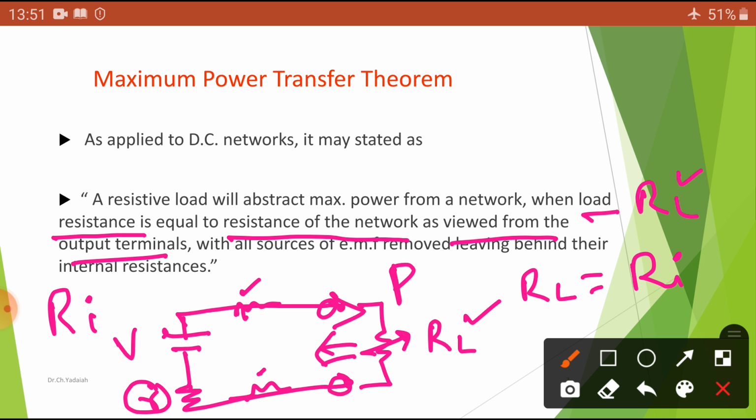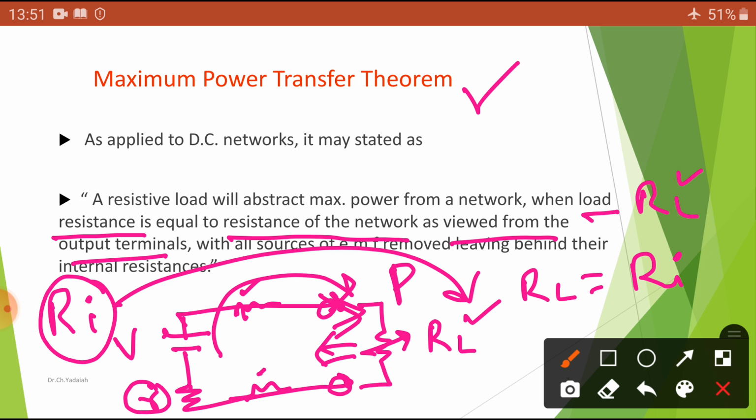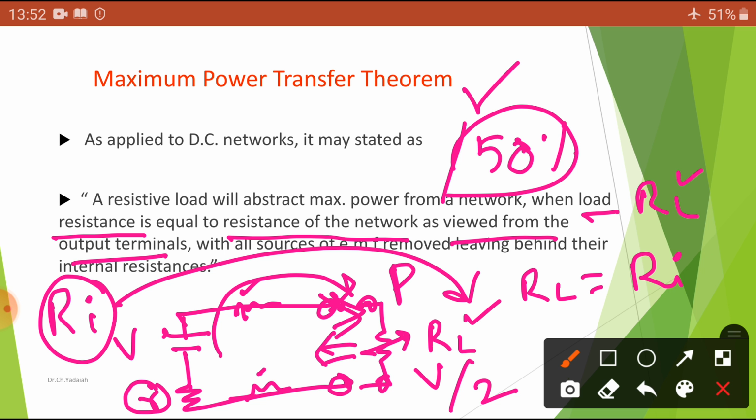So what happens here? Whenever this internal resistance equals this load resistance value, at that condition the maximum power is transferred from source to load. This is the definition. At that condition we get only 50% efficiency. Power is transferred maximum, but the efficiency of the system is only 50%. At that condition, the voltage at the terminals is only V by 2, that is, half of the voltage appears at this terminal. These are a few salient points in the case of DC.